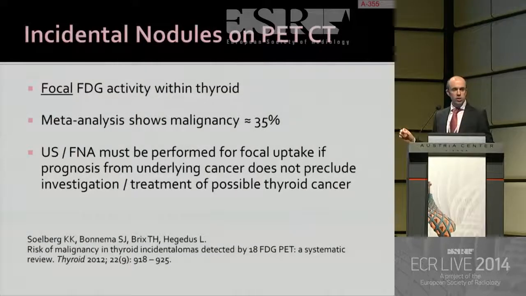The only exception to this is on PET-CT. If we have an incidental nodule on PET-CT that shows focal FDG activity, not diffuse, but focal FDG activity, a large meta-analysis looking at over 230,000 PET-CT scans internationally found focal FDG activity was associated with malignancy rates in the region of 35%. Now, PET-CTs are done for malignancy elsewhere quite often. If the prognosis from another cancer is not poor, that is when we should be thinking about ultrasound and FNA of these nodules. But if someone has progressive malignancy elsewhere, then it's less relevant.